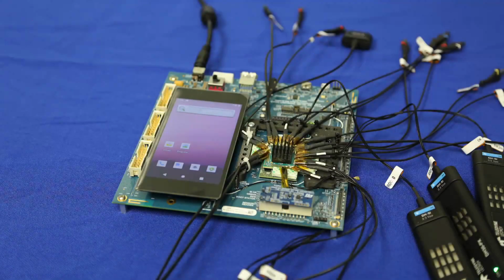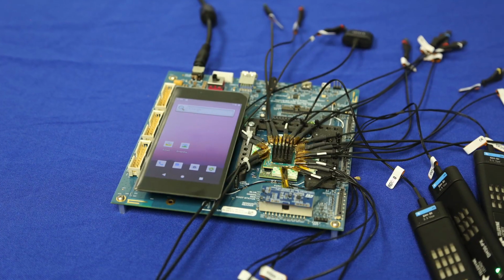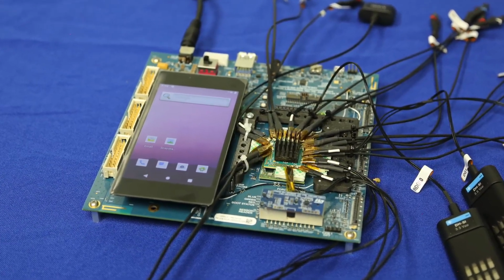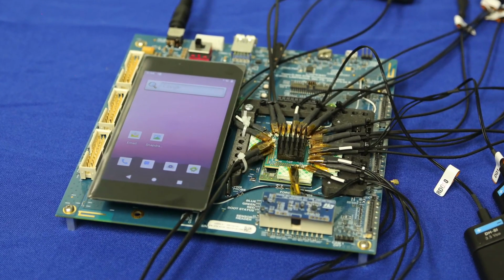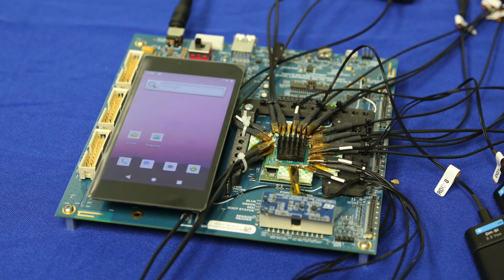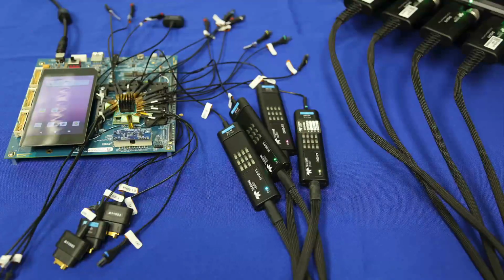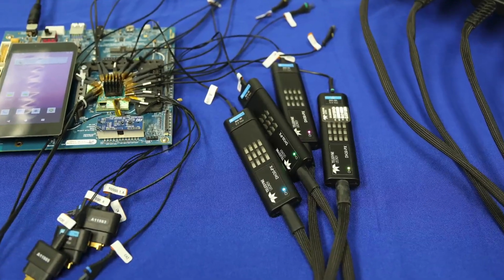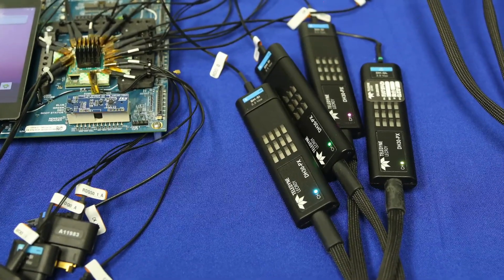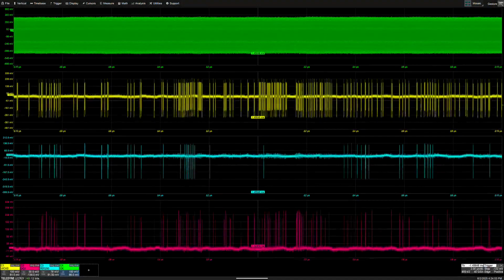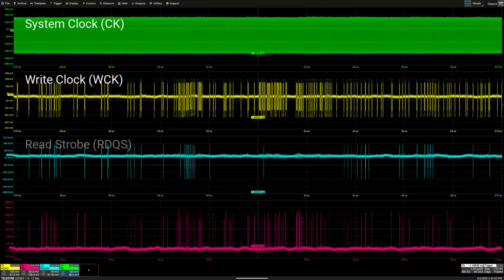To access the signals with high signal fidelity, we have attached a DRAM interposer which provides high-quality connections to various signal lines. For probing, we have connected our DH series high-frequency differential probes. Here, we're probing the system clock, write clock, read strobe, and data lines.